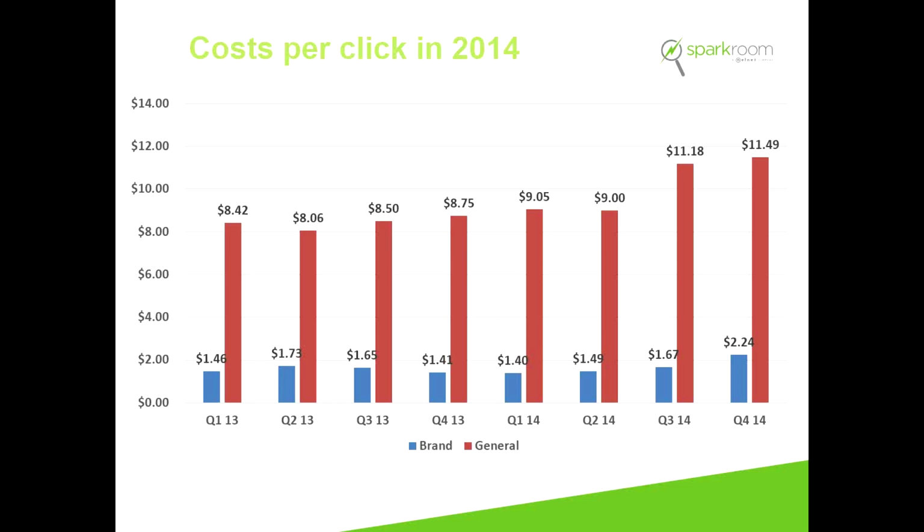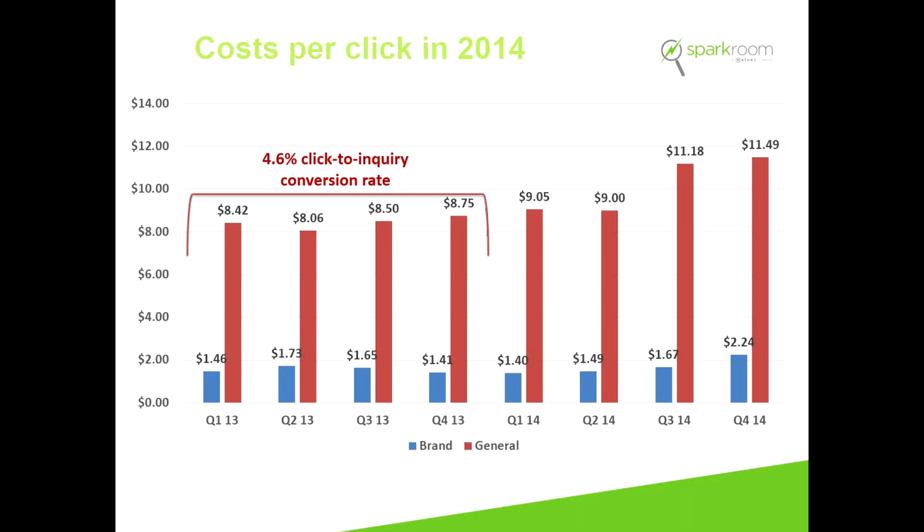General keyword costs increased throughout 2014, up year over year in each quarter. By the end of the year, CPCs were between $2.50 and $3 above where they were in 2013. But even though CPCs were up last year, and particularly towards the latter half of the year, there was some good news for search marketers in the form of click-to-inquiry conversion rates. In 2013, the average click conversion rate we saw across brand and general terms was 4.6%. That rate increased nicely in 2014, up to 5.8% on average. So while CPCs were up, so were click conversion rates.